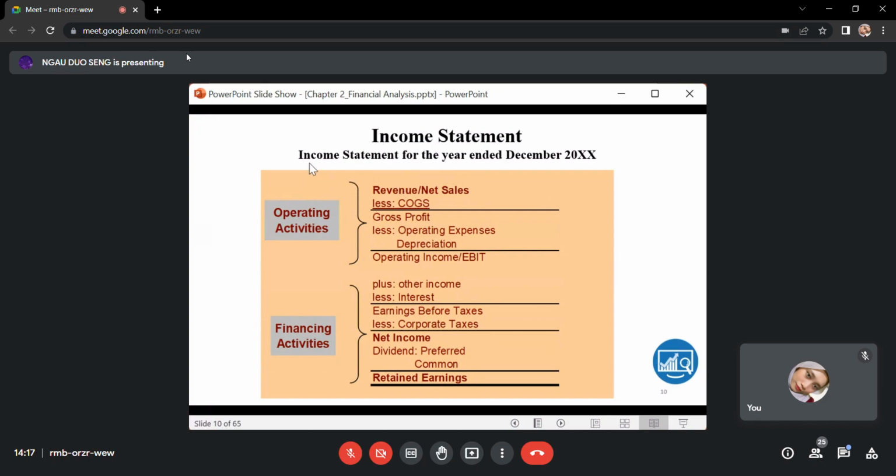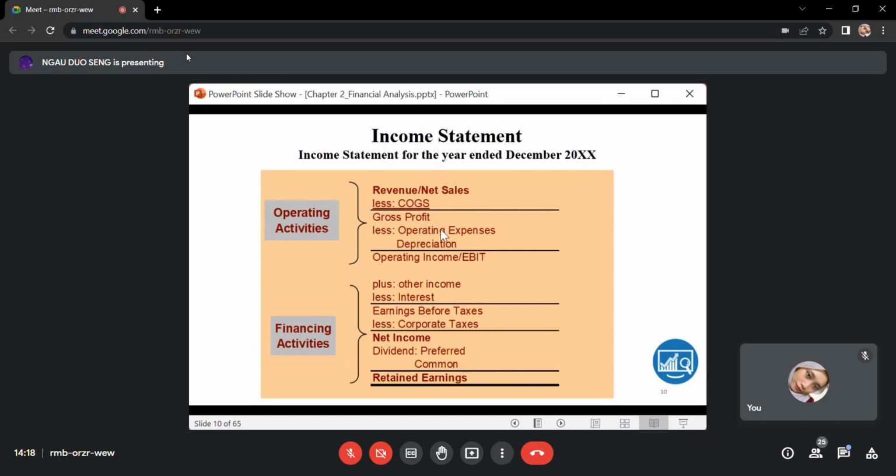So you can see that here stated income statement for the year ended. Dia tak sama lah tadi as at, right? Balance sheet is using as at. This one is using for the year ended untuk tahun December 2022, for example. So on top, right, this first part adalah operating activities. So we start with the revenue atau net sales, then we tolak less cost of goods sold, then equal to gross profit. This one is COGS.